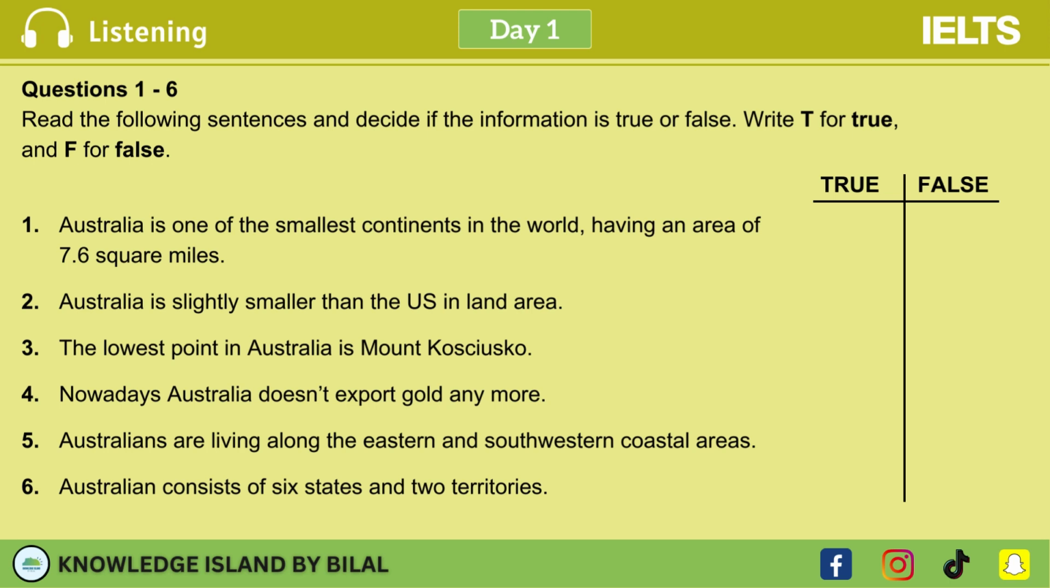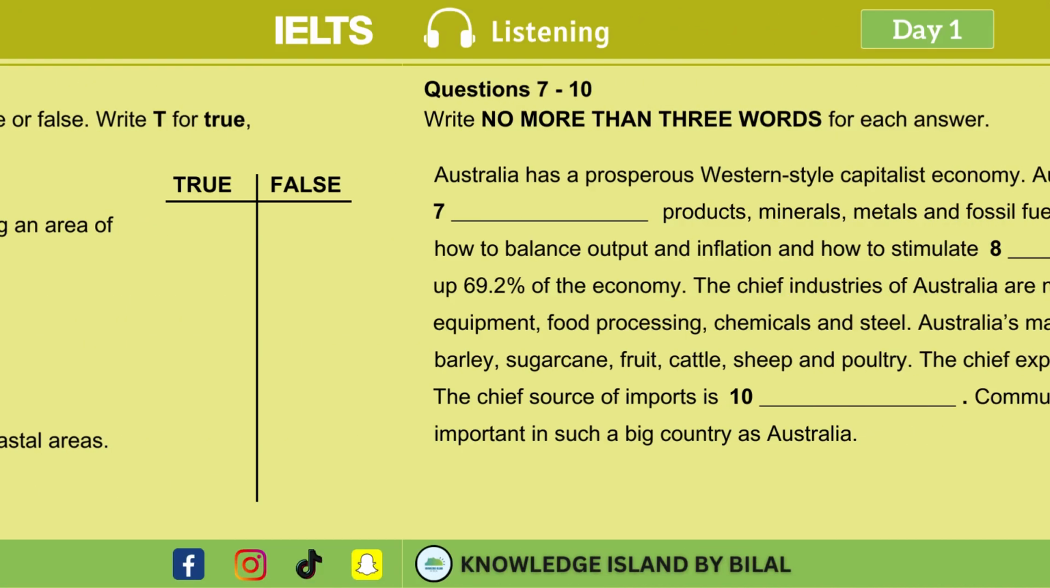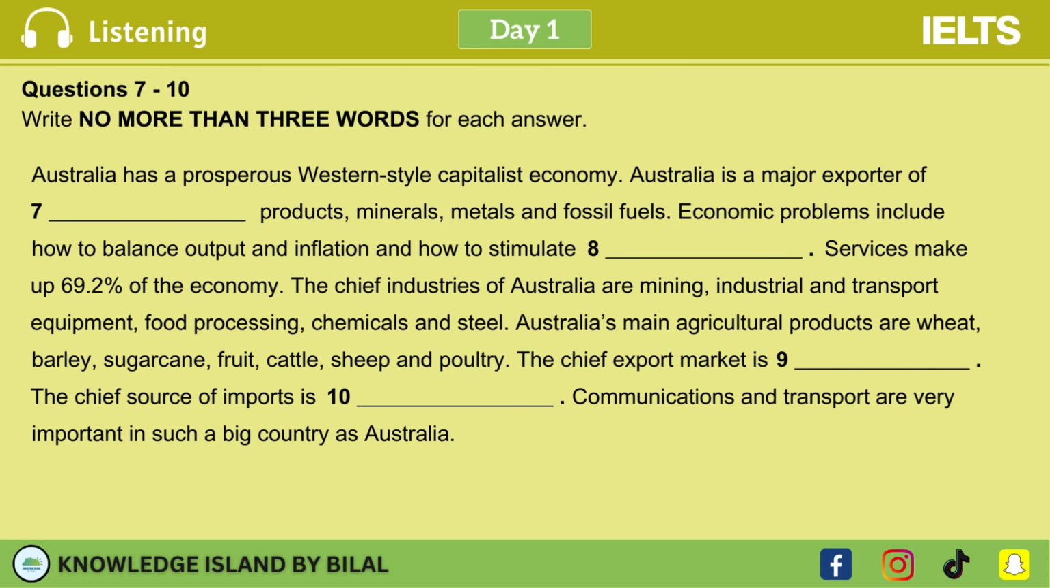Now, I should tell you that the country of Australia is made up of 6 states and 2 territories. These are the Australian Capital Territory, New South Wales, the Northern Territory, Queensland, South Australia, Tasmania, Victoria, and Western Australia. The national capital is Canberra. Right, let's turn to the Australian economy. Australia has a prosperous Western-style capitalist economy. Australia is a major exporter of agricultural products, minerals, metals, and fossil fuels.